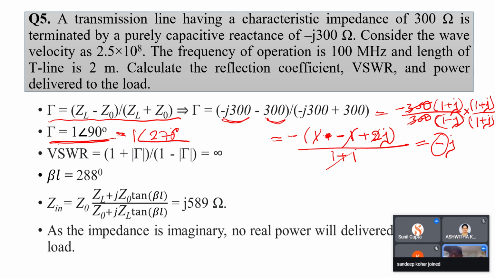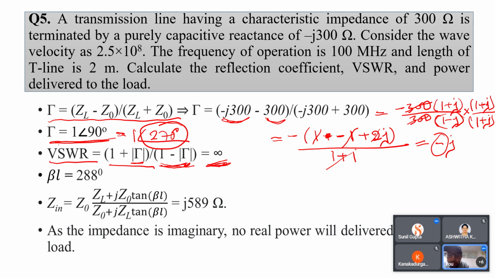So anyway, this phase term will not affect here, so you can calculate the value of VSWR, 1 plus gamma over 1 minus gamma, so this will become infinite. Because the magnitude of gamma is equal to 1 here, in the denominator this will become 0, so the VSWR becomes infinite, which means you will get full reflection.